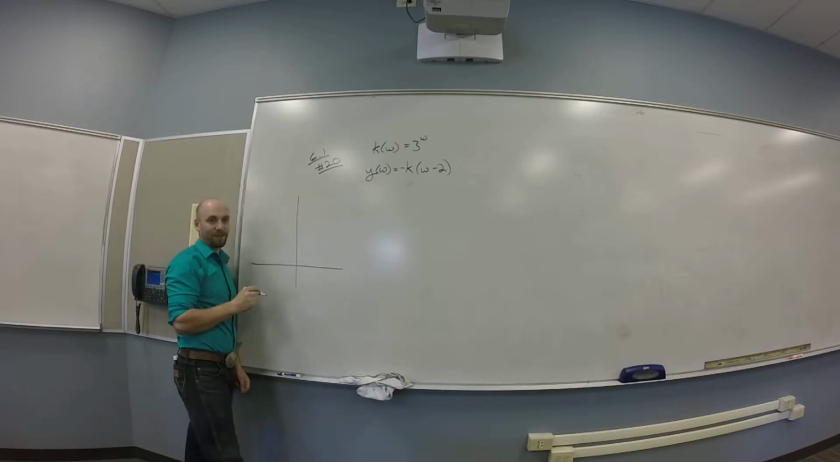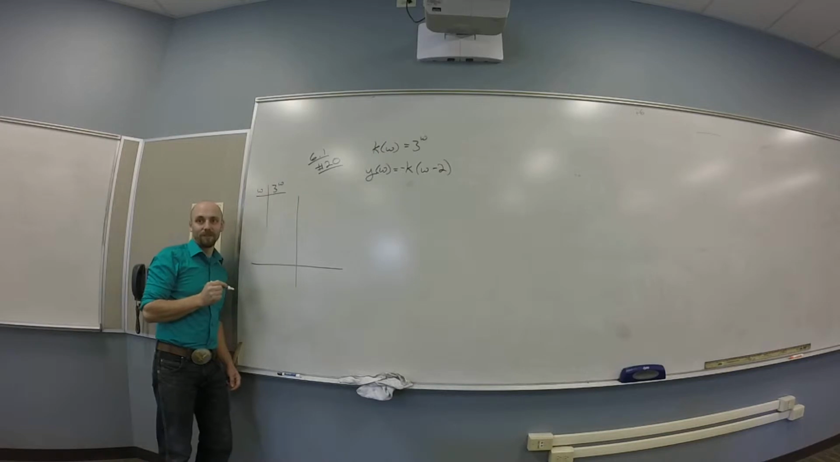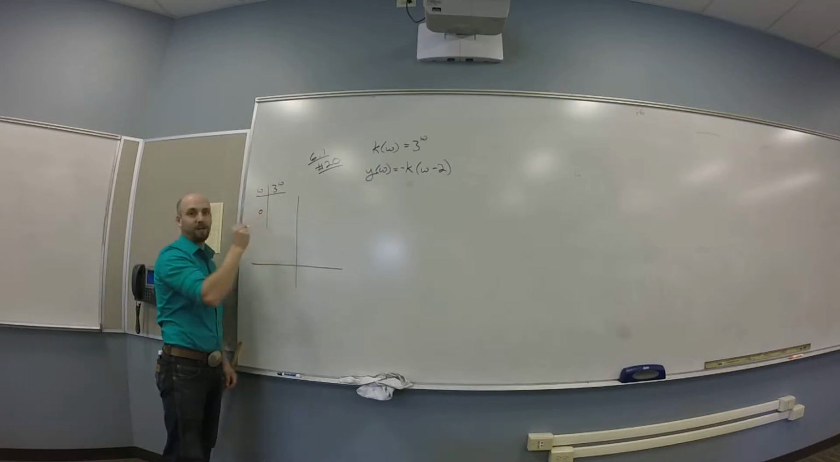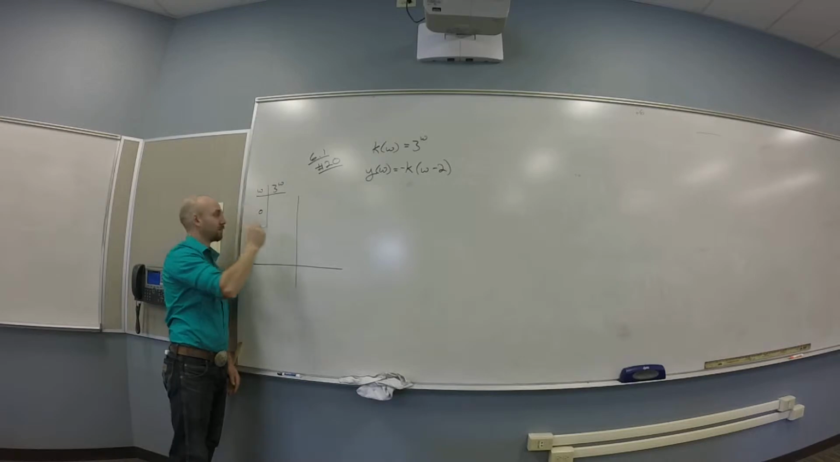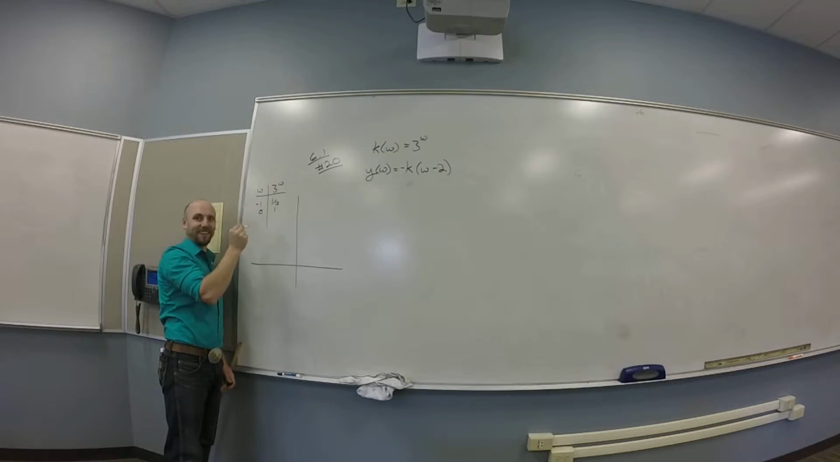Okay, so one way we could do this is we could figure out how to make a table, right? So we could do w's and 3 to the w's. So w is 0. If w is 0, 3 raised to the 0 power is 1. If we did w of minus 1, we'd get 1/3. And then it would keep decreasing. Yeah, it goes down a little bit at a time. So -2 would give us 1 over 9. -3 would give us 1 over 27.